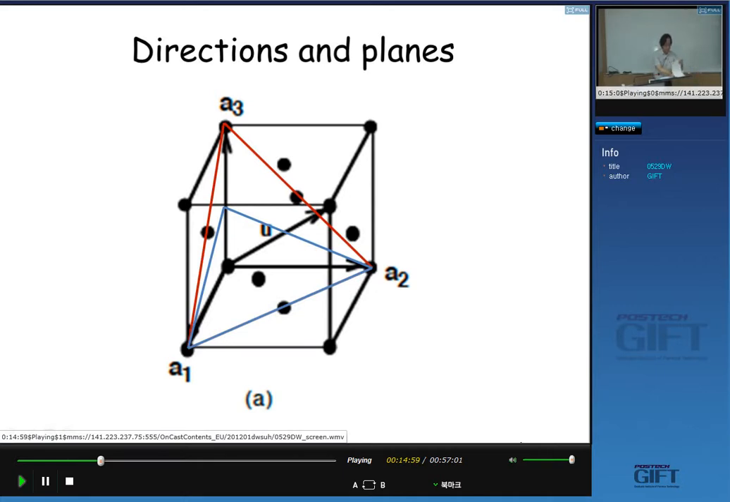The next one is the definition of direction and plane in the crystal structure. The definition of direction is quite straightforward because, as I mentioned, the direction is a vector and it can be represented by the combination of the basis vectors, and the coefficients of that relationship indicate the definition of direction in that crystallographic structure. So here vector u is the 111 direction in this crystal structure, right? Here the basis is a1, a2, a3, and u is 1a1, 1a2, 1a3. So we can define the direction as 111.